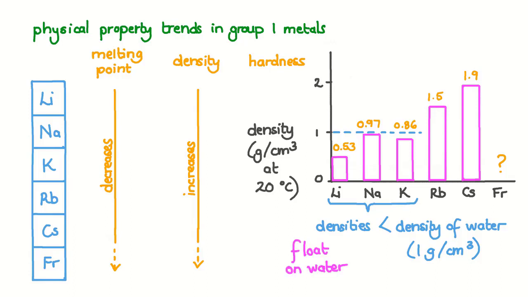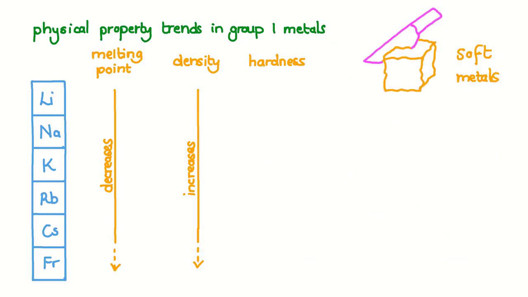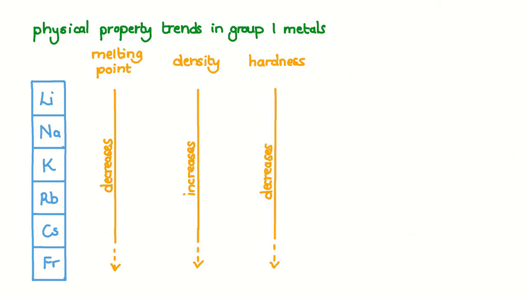Now we know the general trend in density, but what about hardness? The alkali metals are all relatively low in hardness. They are soft enough to cut with a knife. So for these metals, we often talk about softness instead of hardness. But let's stick to the term hardness so that we don't get confused. Hardness decreases down the group.